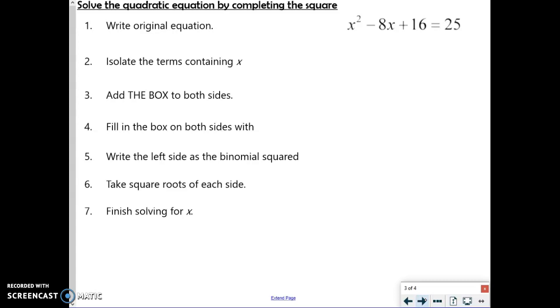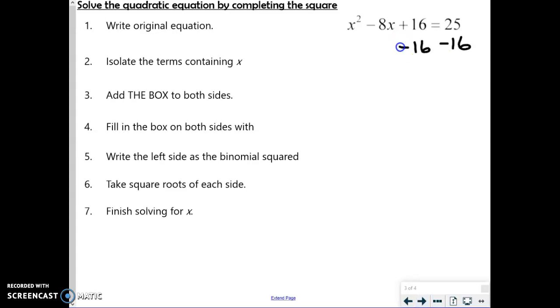So step number one is obviously always to write the original equation. Step number two now says isolate the terms containing x. In other words, move c to the other side. So in this case, c is 16, so we are going to subtract 16 from both sides of our equation.